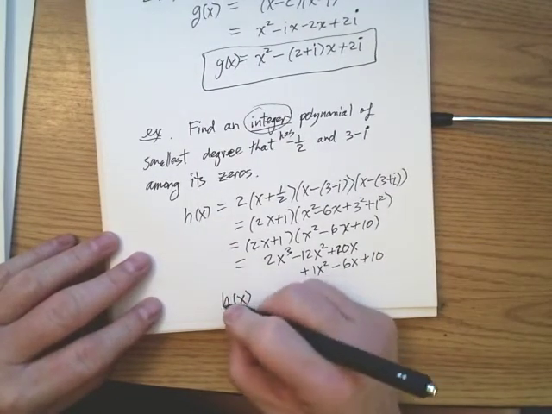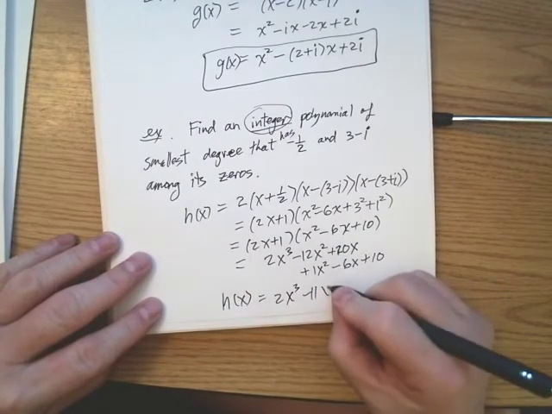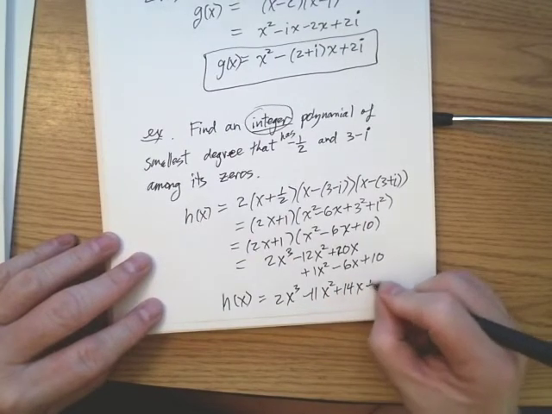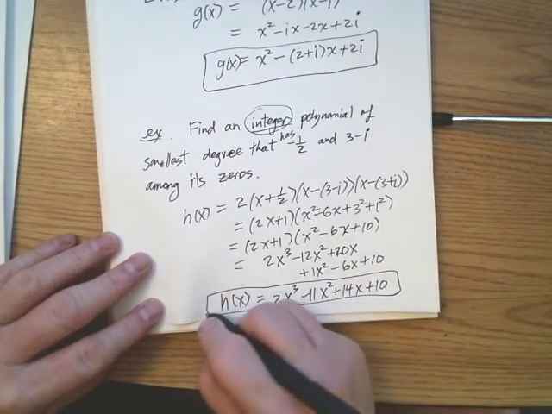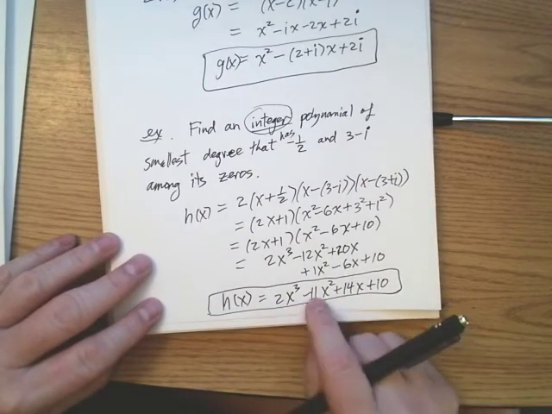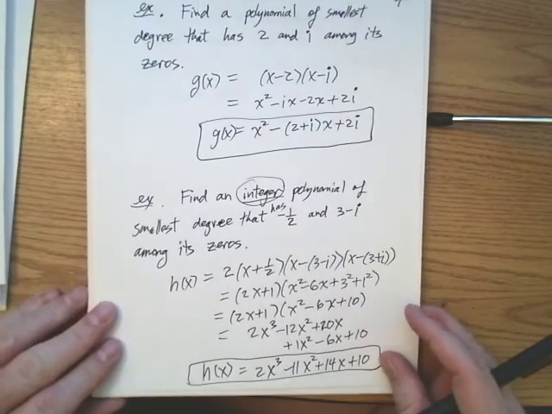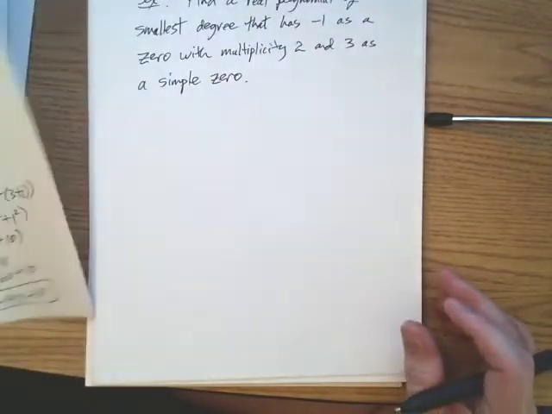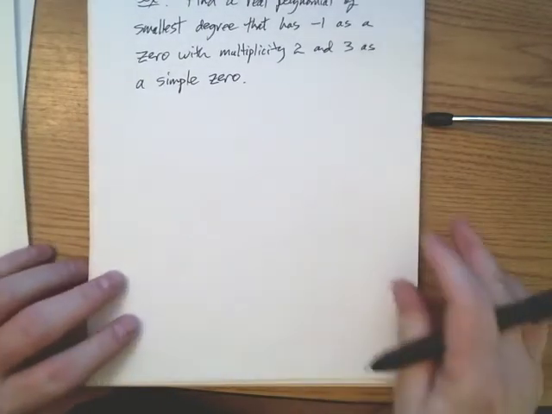Okay, let's make our final statement. H of x is 2x cubed minus 11x squared. What would that be? Plus 14x plus 10. So there, this is the smallest integer polynomial, right? All the coefficients are integers, okay? Smallest integer polynomial that has these numbers among its zeros. Amongst its zeros, if you wish. Alrighty? All right. Now, let me throw in one quick thing here on this problem.